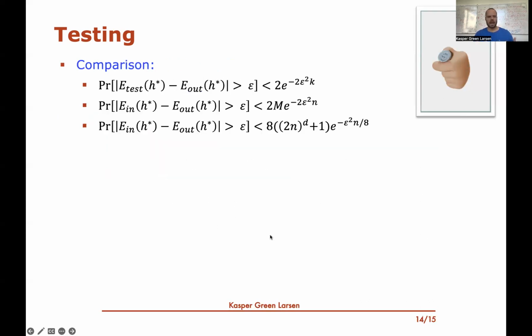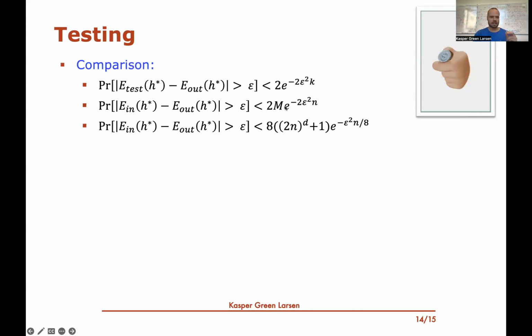So really, if we want to compare the type of guarantees that we have so far, what we just saw is that the probability that the test error and the outer sample error are more than epsilon apart is no more than 2 times e to the minus 2 epsilon squared k. In previous videos, we also looked at the case where I have a finite set of hypotheses, capital M of them. Then we showed that the chance that the in-sample error, not the test error, of H star, being the hypothesis that the learning algorithm finds, and the outer sample error are more than epsilon apart is no more than 2 times m times e to the minus 2 epsilon squared n.